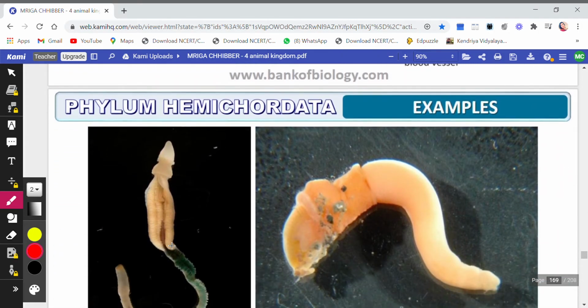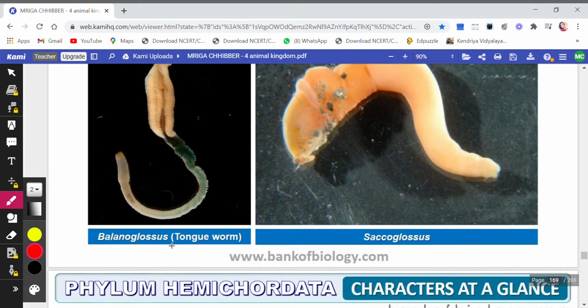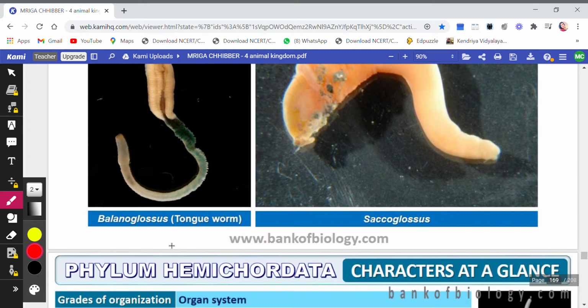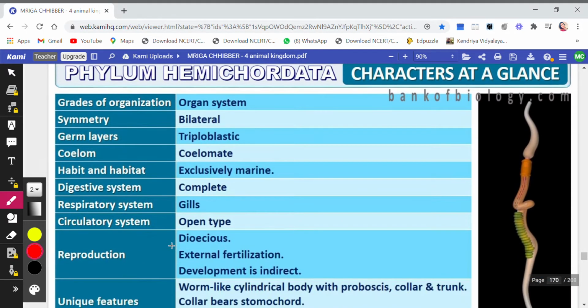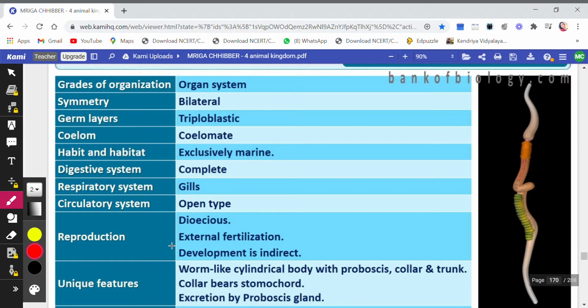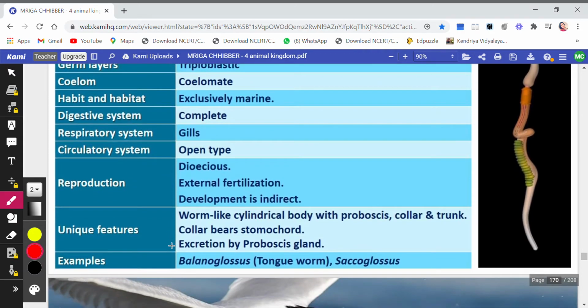Okay, examples have been shown here: Balanoglossus, that is tongue worm, and Saccoglossus. And these are the characteristics at a glance of this phylum. All the characteristics have been summarized in this table.